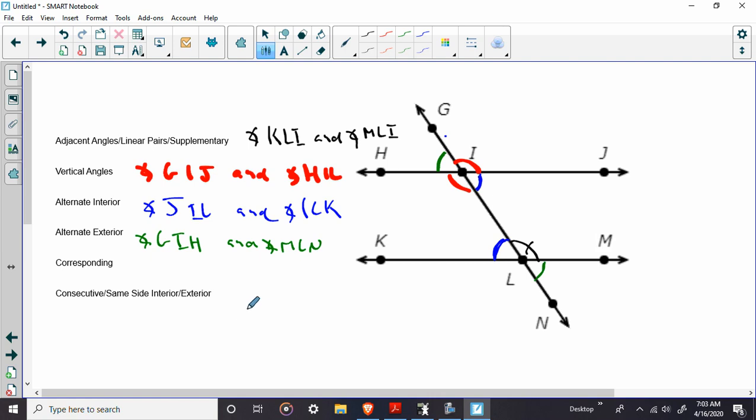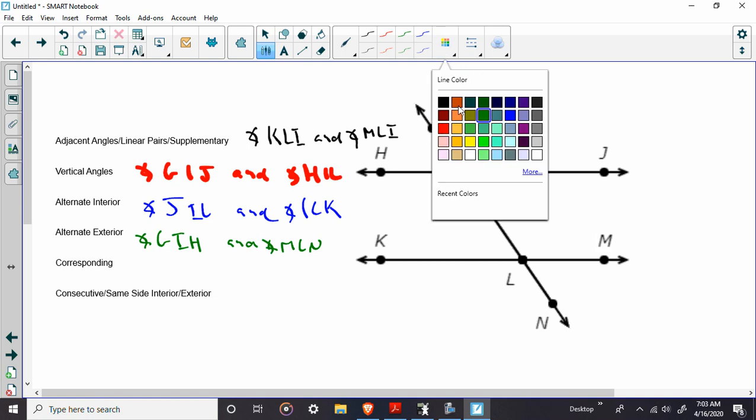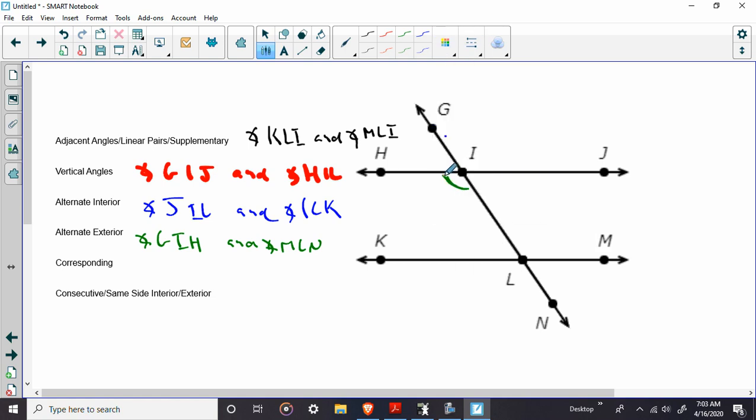Corresponding. Let me clear this up a little bit. Corresponding, I will pick this guy right here, in a different color. Okay, let's pick this one. Corresponding means in the same position down here. So again, this will be in the same position. So I'll say angle HIL and angle KLN.